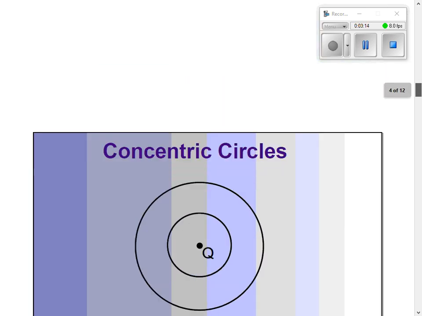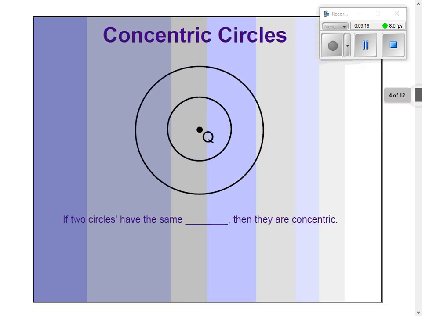Okay, let's continue. Let's talk about concentric circles. What do you think is true about concentric circles? They share what? Same what? Yeah, the same center. If they share the same center, right, then it's a bullseye, then they're concentric.